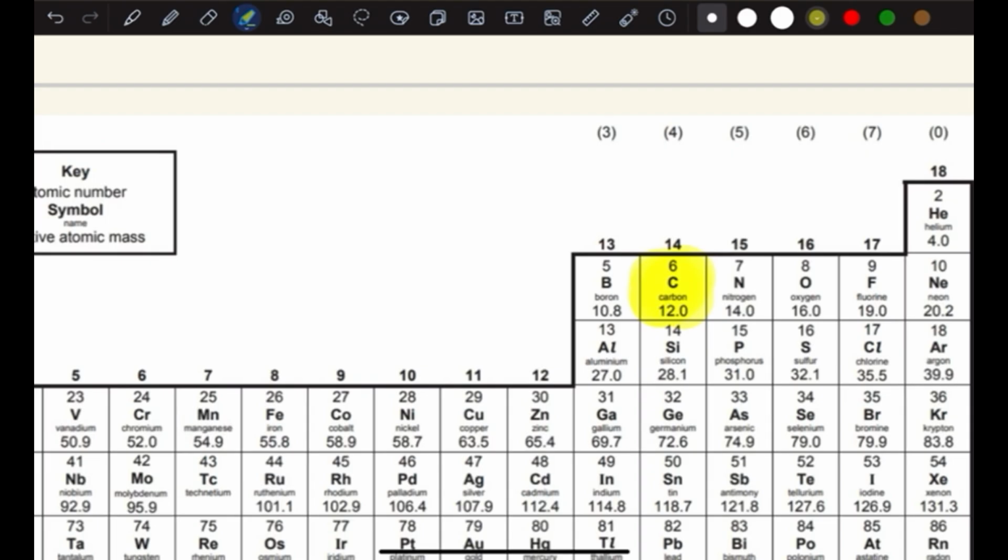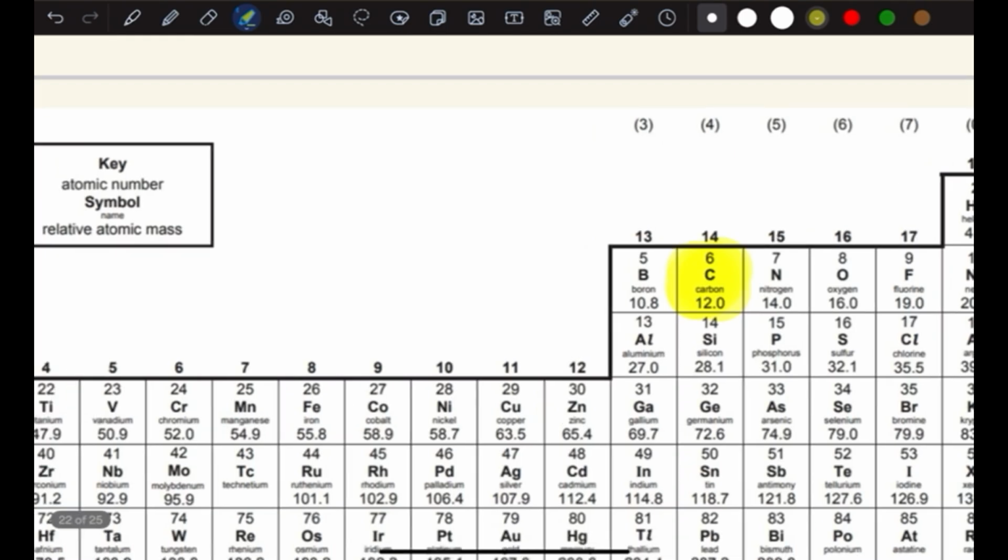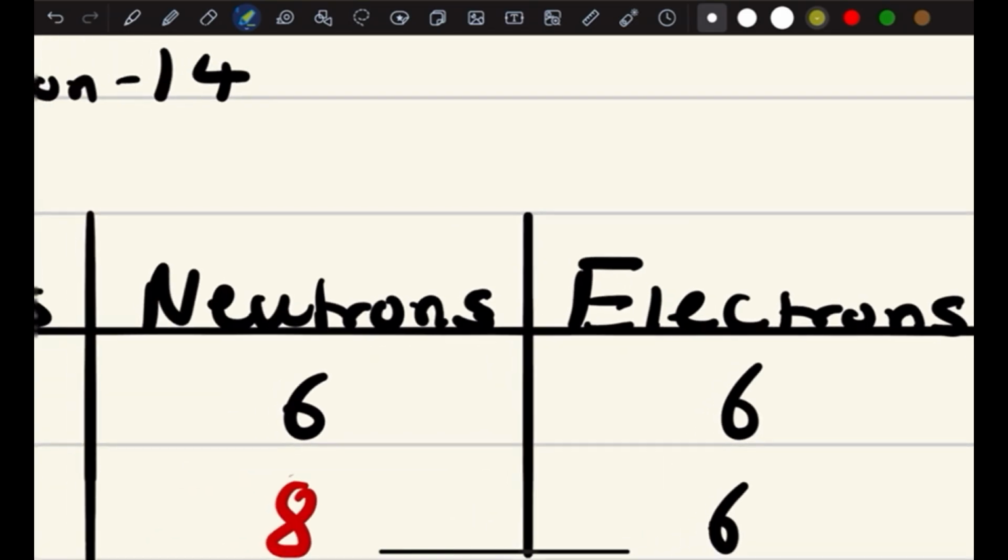So now what's left is to find out the number of neutrons. We know that the mass number is the number of protons plus neutrons. We already have the number of protons, right? 6. So if we do 12, which is the total mass, take away 6, which is the number of protons, all that's left is the number of neutrons. So we're going to have 6 neutrons in the carbon-12, as you can see in this table here.